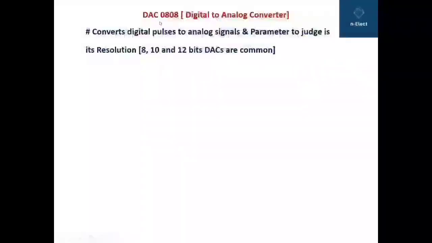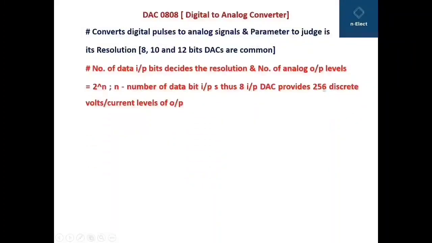So DAC 0808, that is digital to analog converter IC, converts digital pulses to analog signals, and the parameter to judge is its resolution, that is the number of bits it is using. Generally 8, 10 and 12 bit DACs are common. The more the number of bits, the more the resolution.